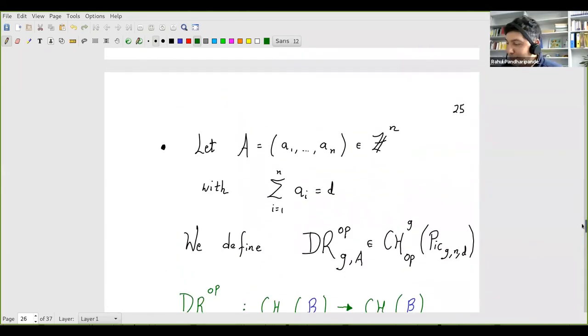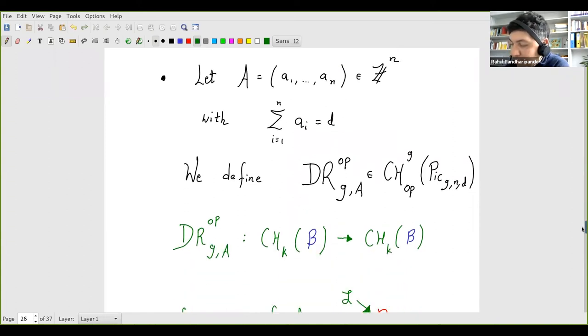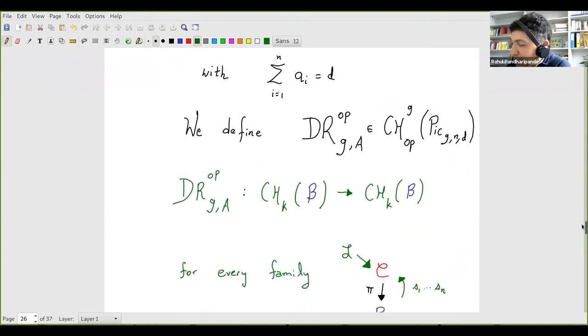Yeah, nevertheless, we're going to consider it. So we start now with data with zeros and poles, and we should ask them now to sum to D, not to zero. And in order to generalize the theory, we have to first pick a space where things are going to happen, and that's this Picard stack.